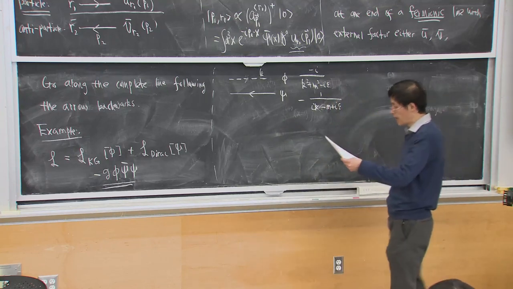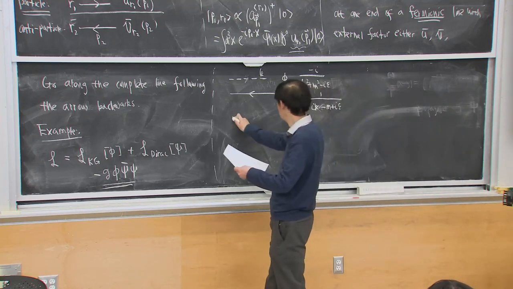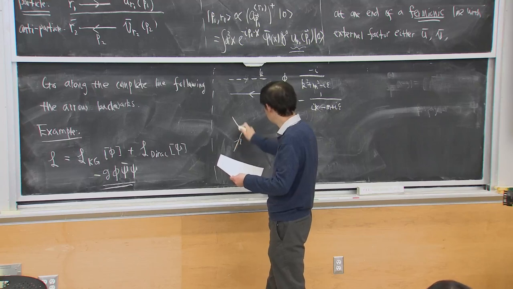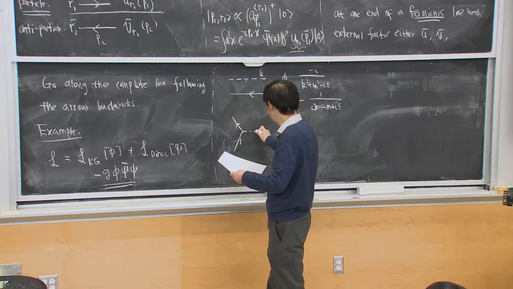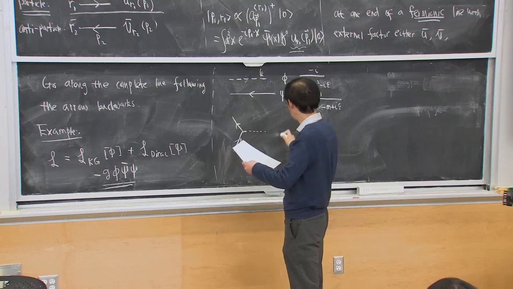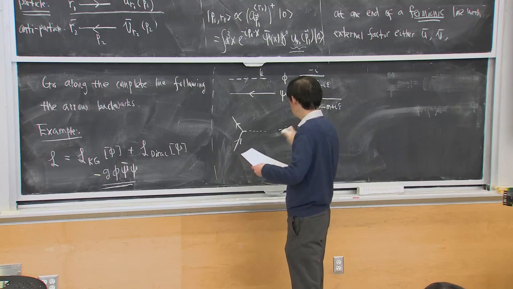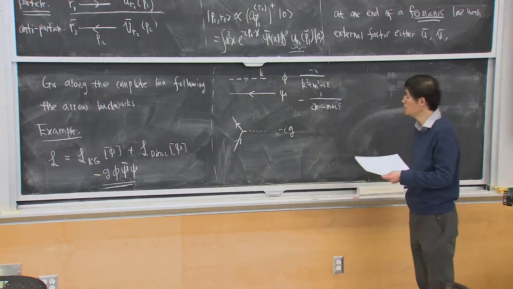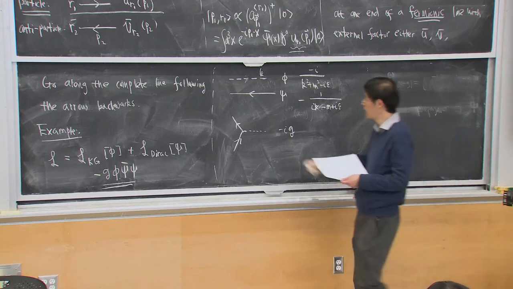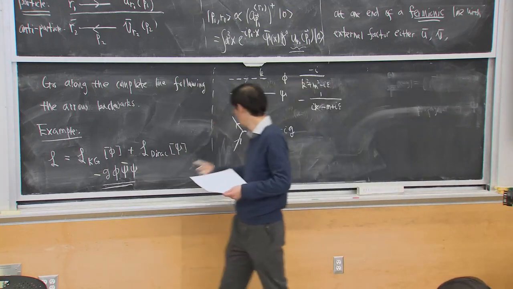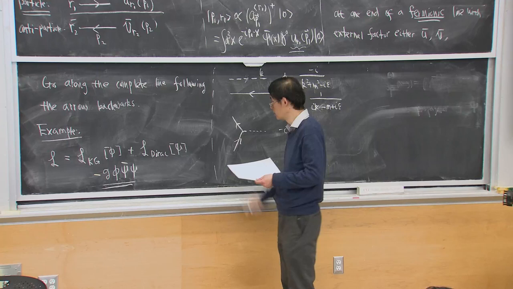And then we have interaction vertices. Okay, so minus i g. Because here I have a psi and a psi bar, so one of the lines is coming out, one of the lines is coming in, okay.